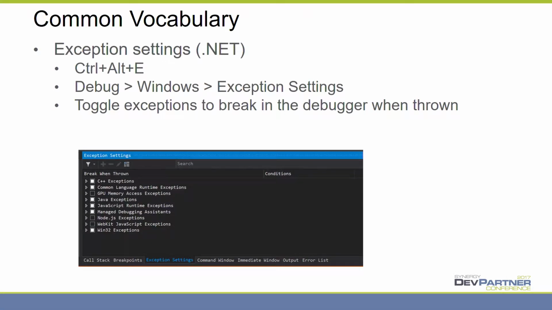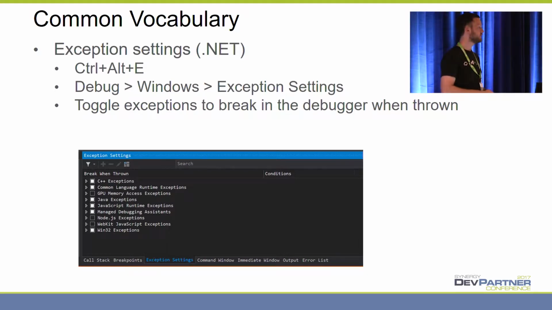.NET is a little bit different. It's basically checkboxes and a tree grid view thing, and you just toggle and say, yes, I want this to catch or stop when it's thrown, or no, I don't want it to stop when it's thrown. And if you lose this window, Control-Alt-E or debug Windows exception settings will get it back.